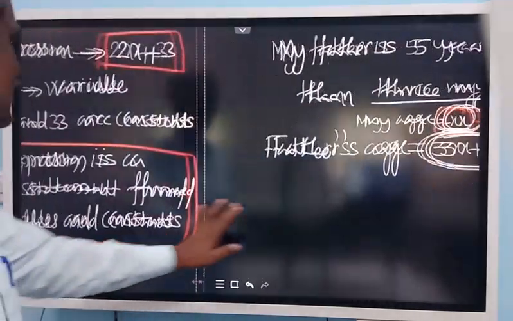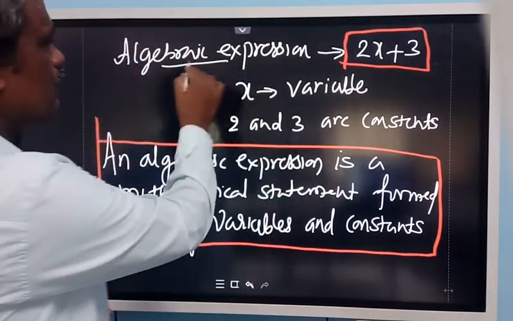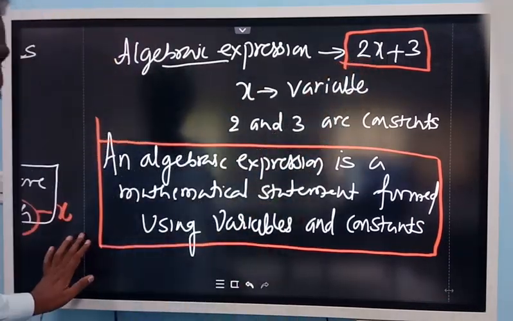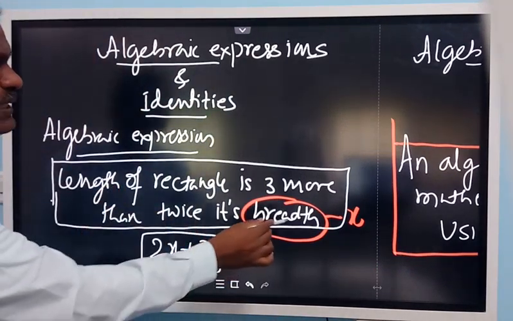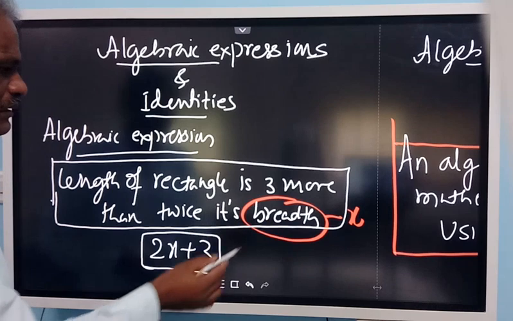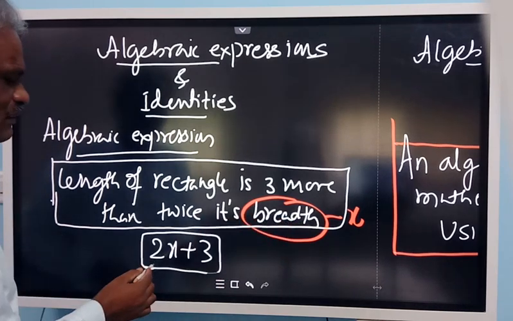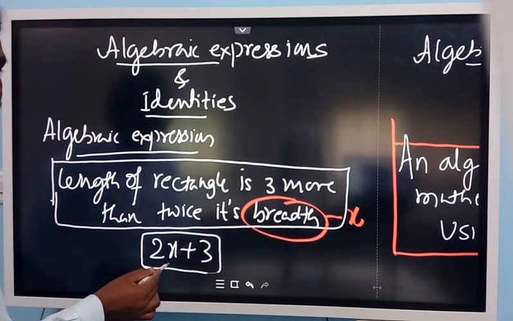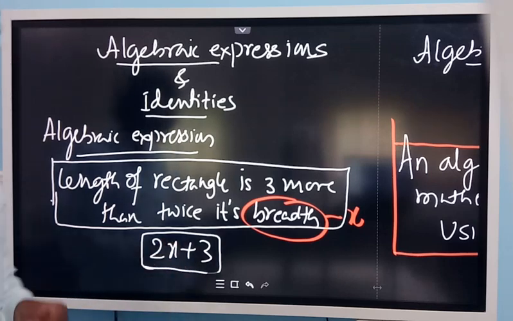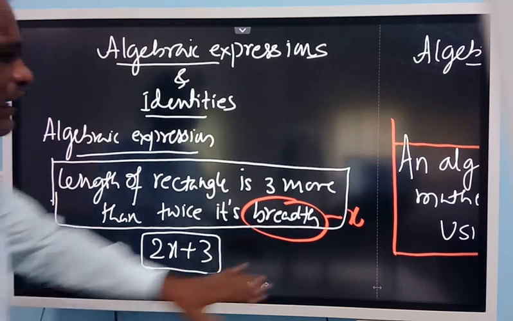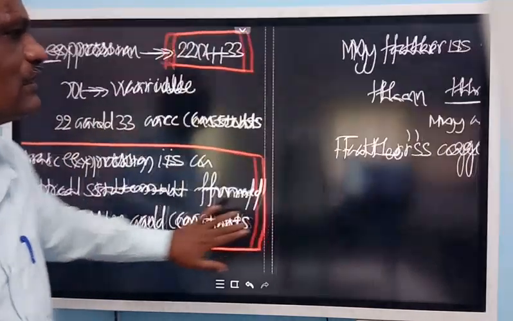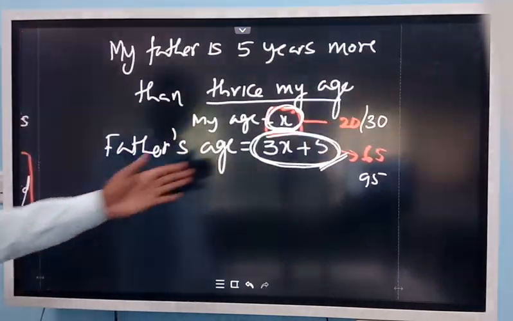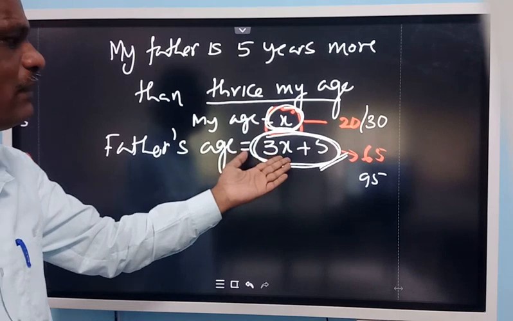Same way in the case of the expression 2x plus 3, obtained from the rectangle example, the length of the rectangle depends on the breadth. The breadth we have taken as x, and the length is 3 more than twice the breadth. So this expression depends on the value of x. And this expression contains variables and constants. So 2x plus 3, and here also 3x plus 5, contain the variable x.